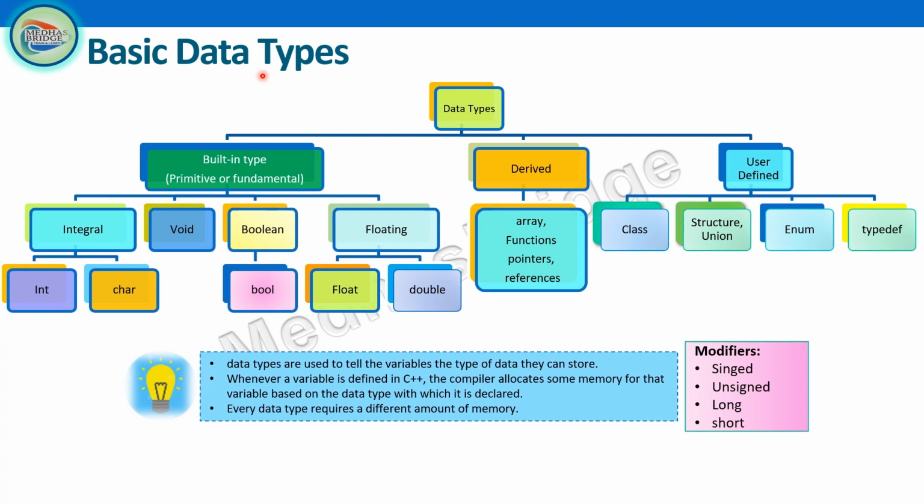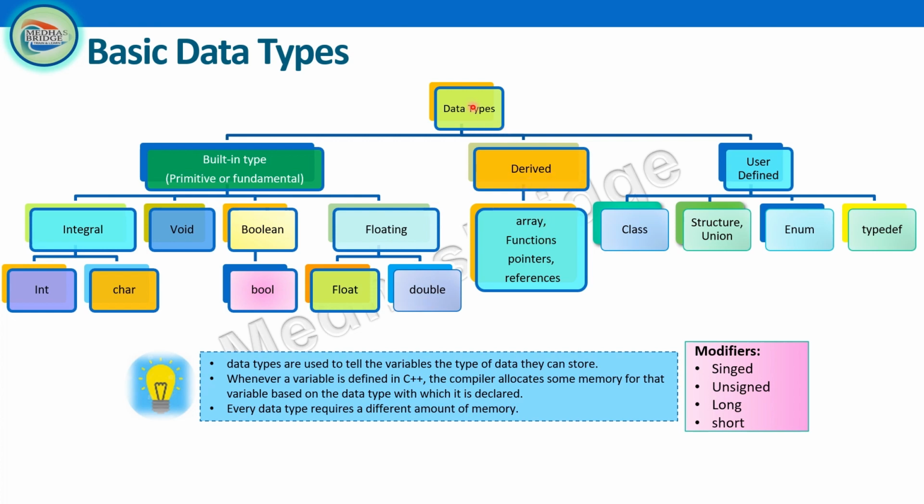In programming practice, we have various types of data types: built-in data types, derived data types, user-defined data types. Built-in data types, also known as primitive or fundamental data types, are integral, void, boolean, floating. Integral means integer and character. Boolean means bool. Floating means float, double.